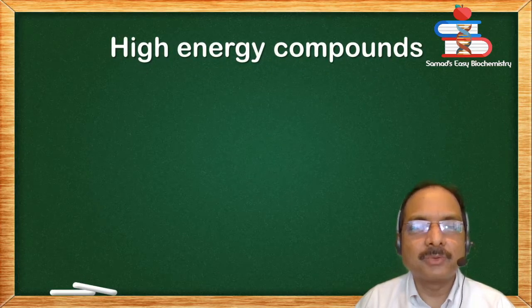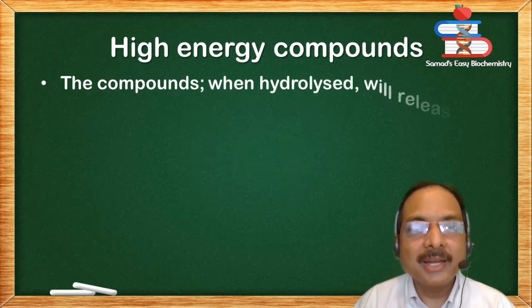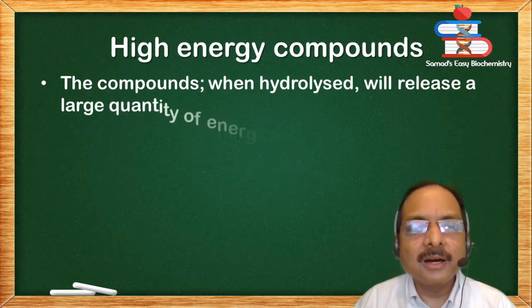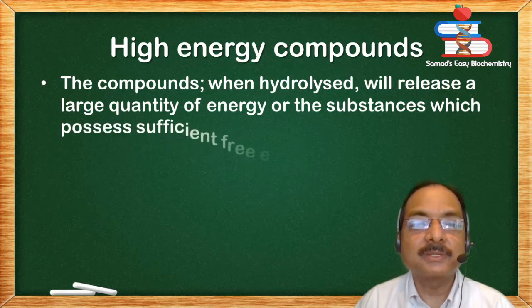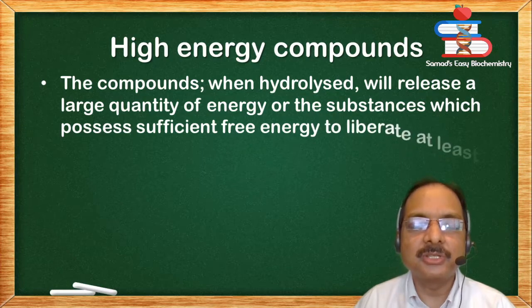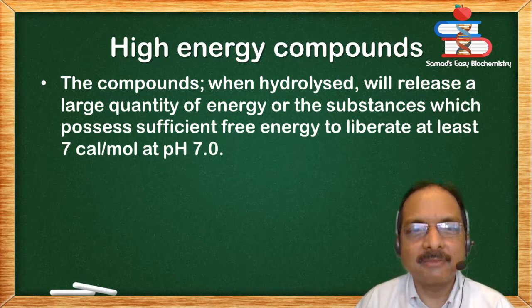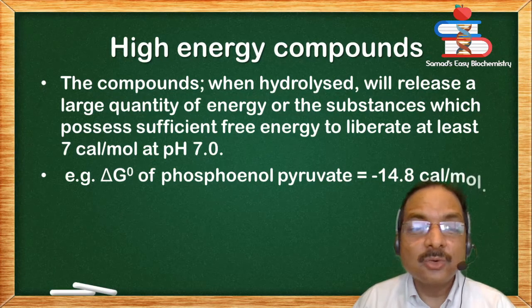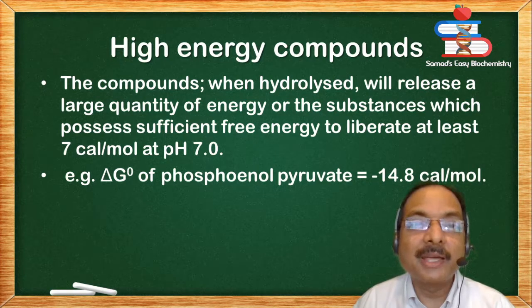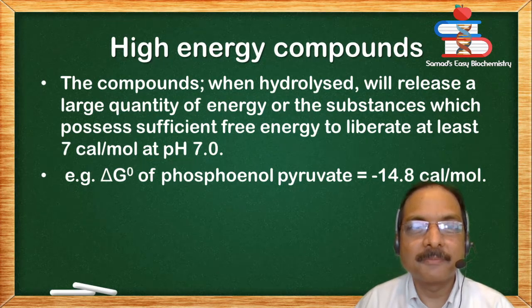High energy compounds. The compounds, when hydrolyzed, will release a large quantity of energy, or the substances which possess sufficient free energy to liberate at least 7 calories per mole at pH 7. Example, delta G0 of phosphoenol pyruvate is around minus 14.8 calories per mole. It's a very high energy compound.